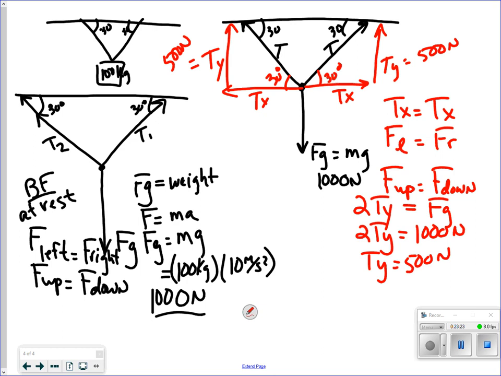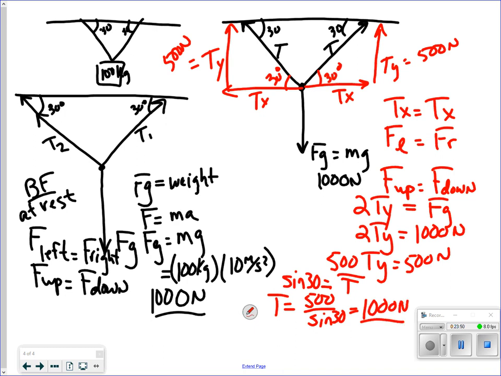Then we can use trigonometry and figure out T, which is the hypotenuse. Super simple. So sine theta, or sine 30, equals my opposite side over tension, which is my hypotenuse, which is what I want. So tension will equal 500 divided by the sine of 30, which as we know is 1/2, which is the same as multiplying by 2. So each of the ropes, voila, 1,000 newtons.